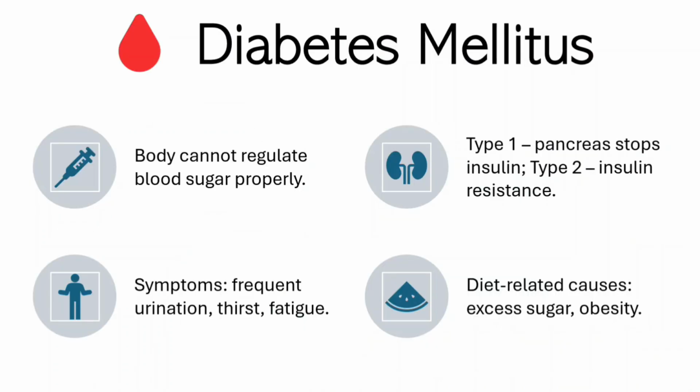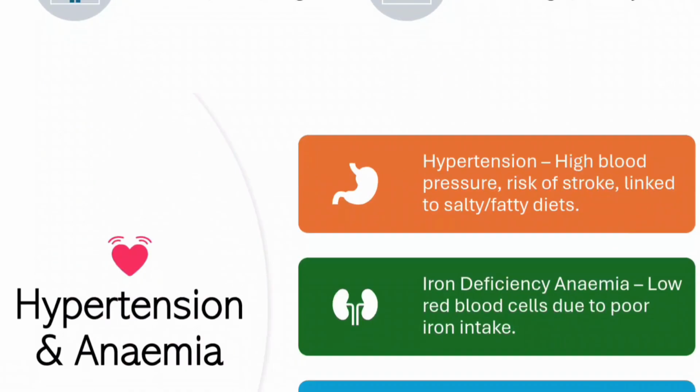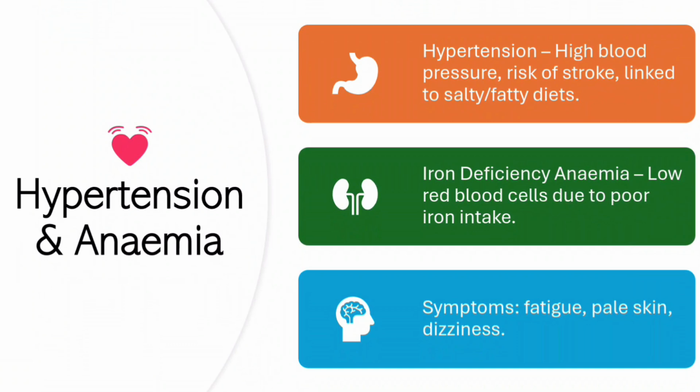All right, now moving on to diabetes mellitus. This is where the body cannot regulate blood sugar properly. There are 2 types. Type 1 is when the pancreas stops producing insulin, and in type 2, the pancreas is producing the insulin, but it cannot be used by the body. It's not effective. Now, symptoms may include frequent urination, thirst, and fatigue. Diet-related causes: excess sugar or obesity can lead to diabetes. Good. And we're doubling up with hypertension and anemia.